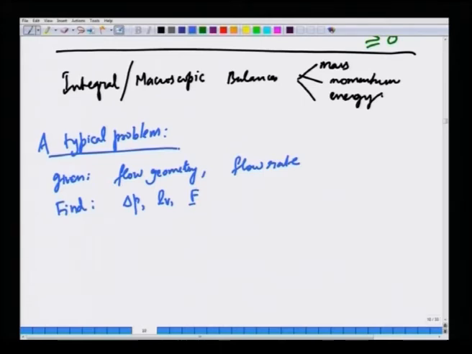Now, it turns out that such a problem is not well specified, because we will eventually find that this number of unknowns that we have is greater than the number of equations.